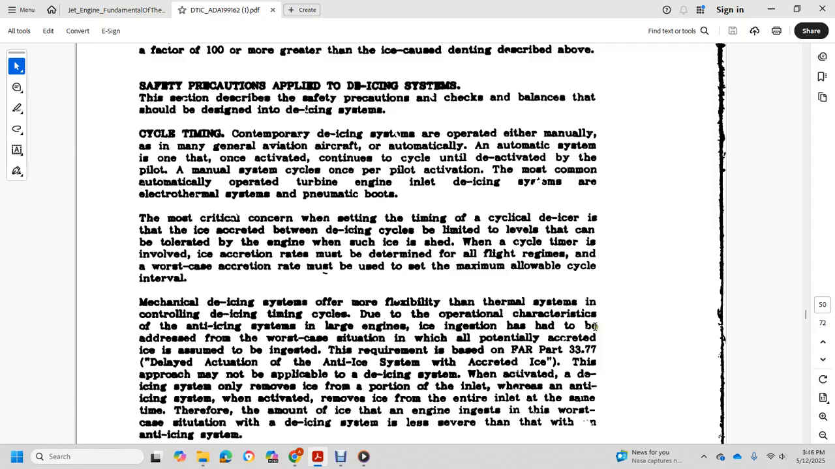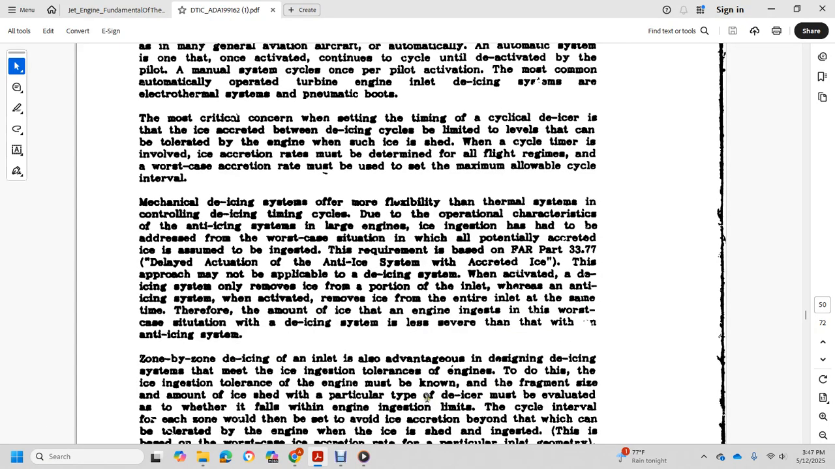Large ice ingestion has been addressed with the worst case situation in which all potential accreted ice is assumed ingested. Requirements are based on Federal Aviation Regulation 33.77, the delayed actuation of the anti-icing system with accreted ice. The approach will not be applicable to the de-icing system. The de-icing system only removes the portion of the inlet where it is activated, whereas the anti-icing system removes ice from the entire inlet at the same time. Therefore, the amount of ice the engine ingests in the worst case situation with the de-icing system is less severe than with the anti-icing system.